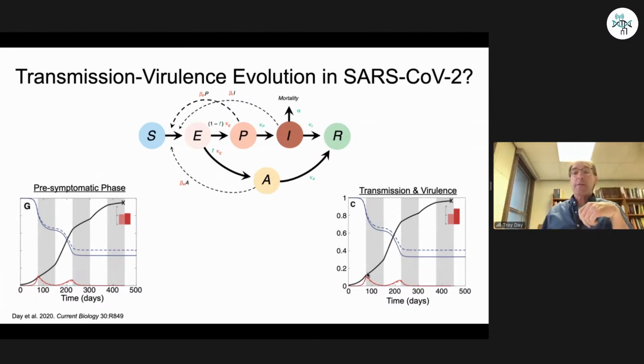And the cost of killing a host is relatively small, given that the mortality happens quite late in the infection, and using these sort of ideas from the evolution of senescence.